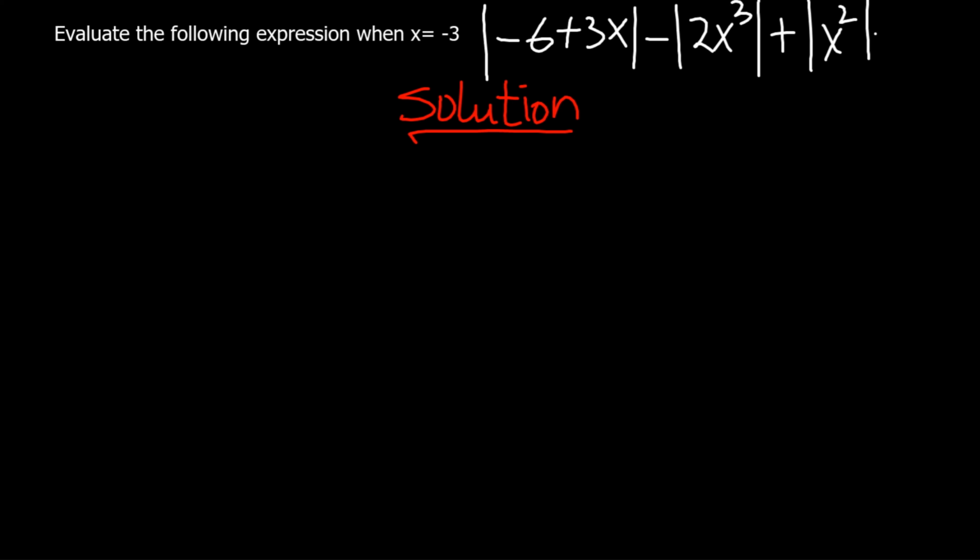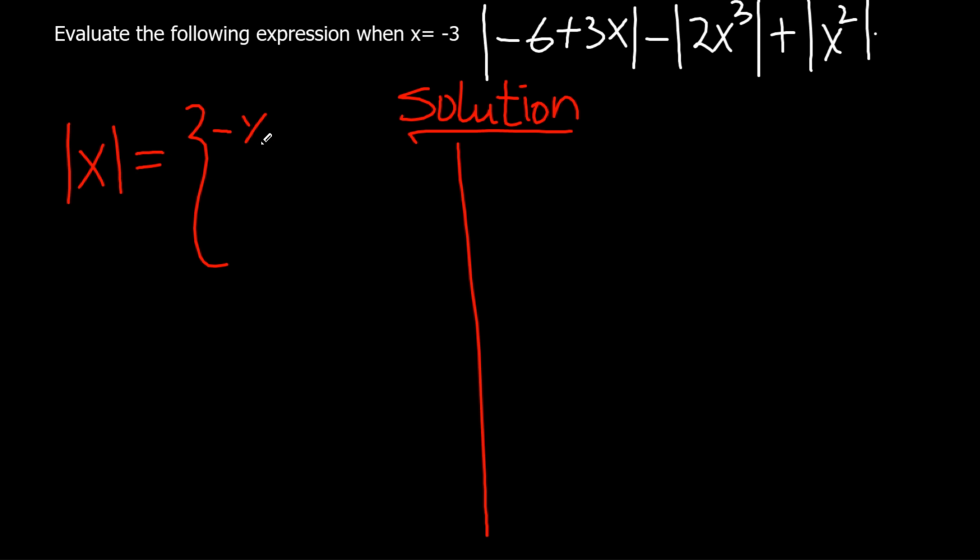So without wasting so much of your time, let's go ahead and see what is going on here. First of all, by definition, we have the absolute value of x is equal to minus x if x is less than 0, and x if x is greater than or equal to 0. That is the definition of absolute value.